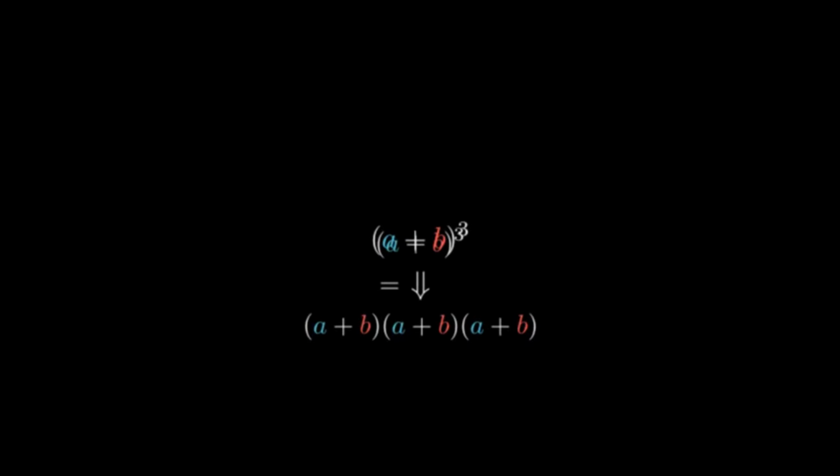To find the expanded form of a plus b cubed, we'll need to multiply these 3 binomials together using the distributive property of multiplication. Expanding this expression will give us several terms with different combinations of a and b. Each term will have exactly 3 factors since we're multiplying 3 binomials, and the powers of a and b in each term will always sum to 3.